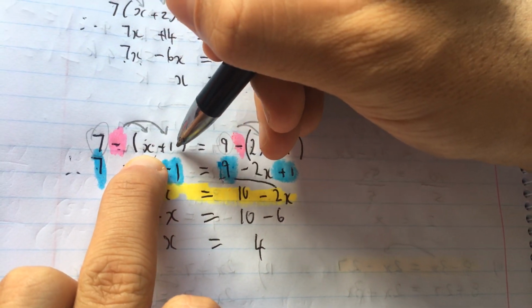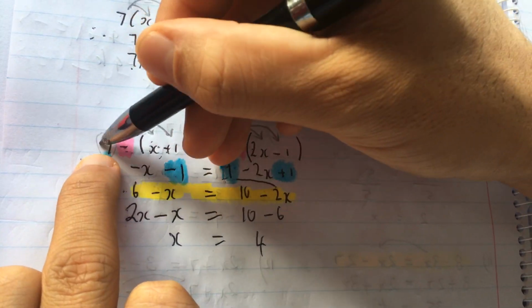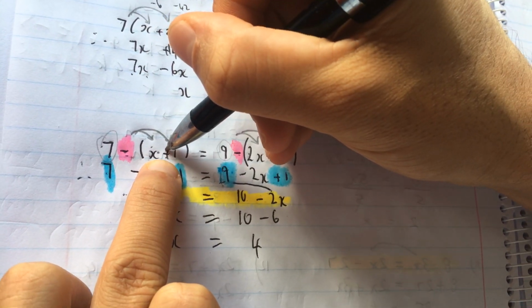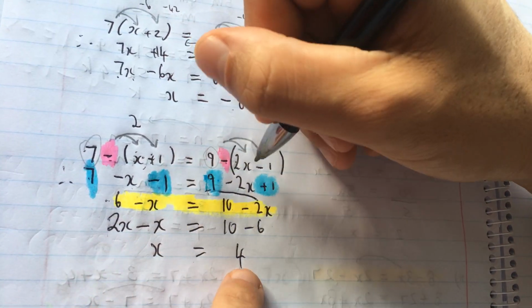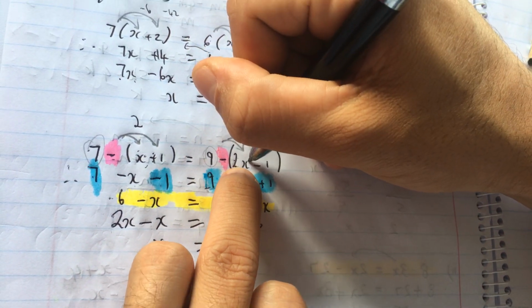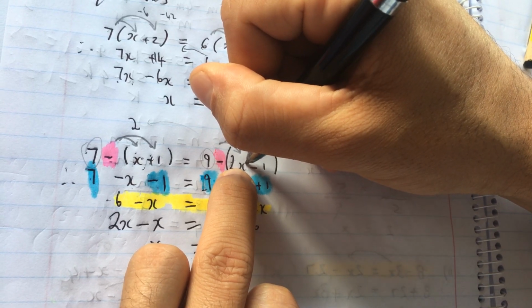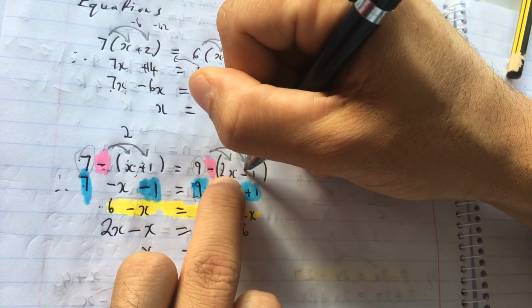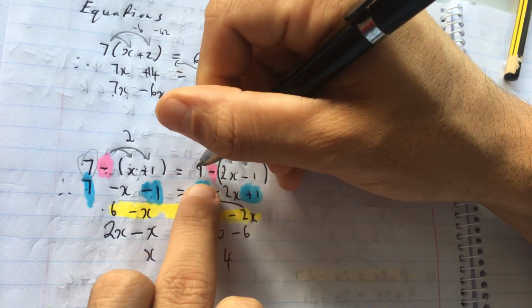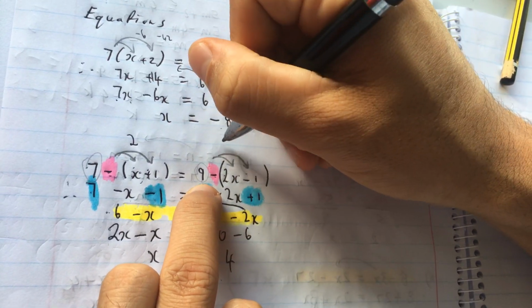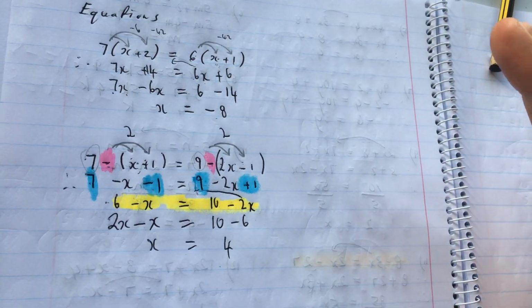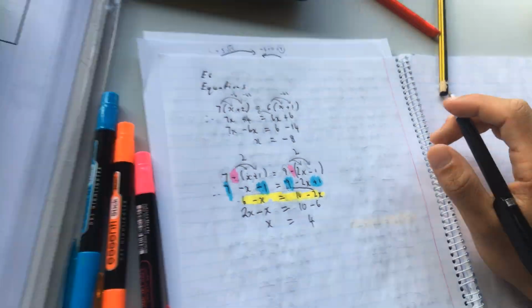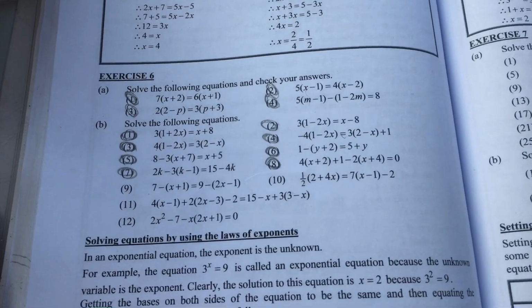What's 4 plus 1? 5. What's 7 minus 5? 7 minus 5 is 2. And over here, I put 4 inside here. What's 2 times 4? 8. And then what's 8 minus 1? 8 minus 1 is 7. What's 9 minus 7? 2. So does my left hand side and my right hand side equal each other? Yes, they do.